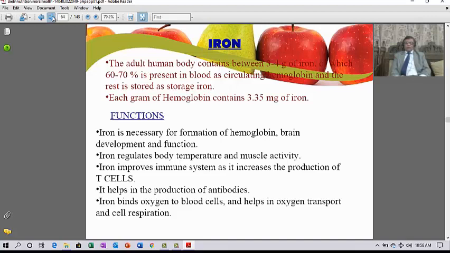Functions: iron is necessary for the formation of hemoglobin, brain development and function. Iron regulates body temperature and muscle activity. Iron improves the immune system as it increases the production of T cells. It helps in the production of antibodies. Iron binds oxygen to blood cells and helps in oxygen transport and cell respiration.